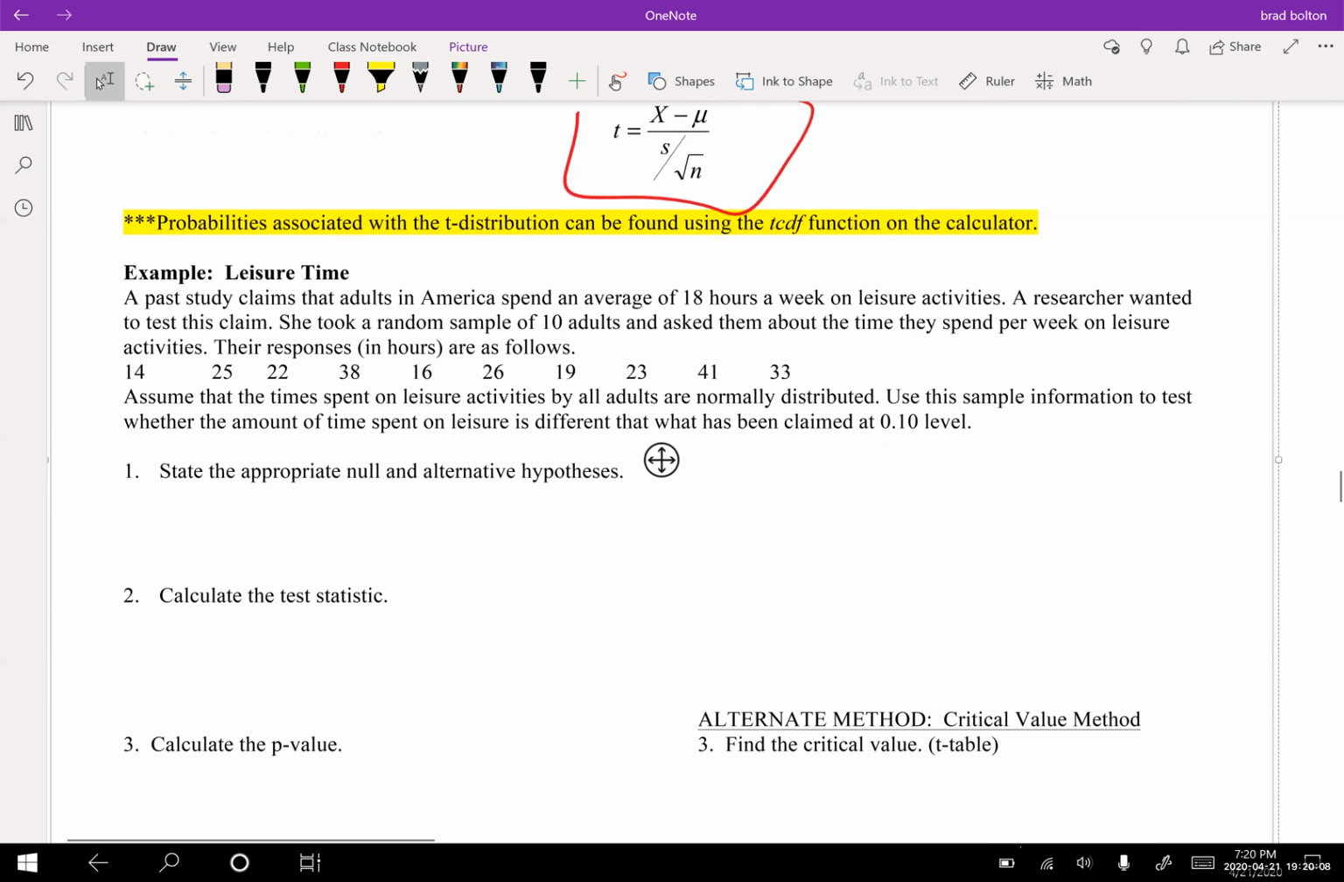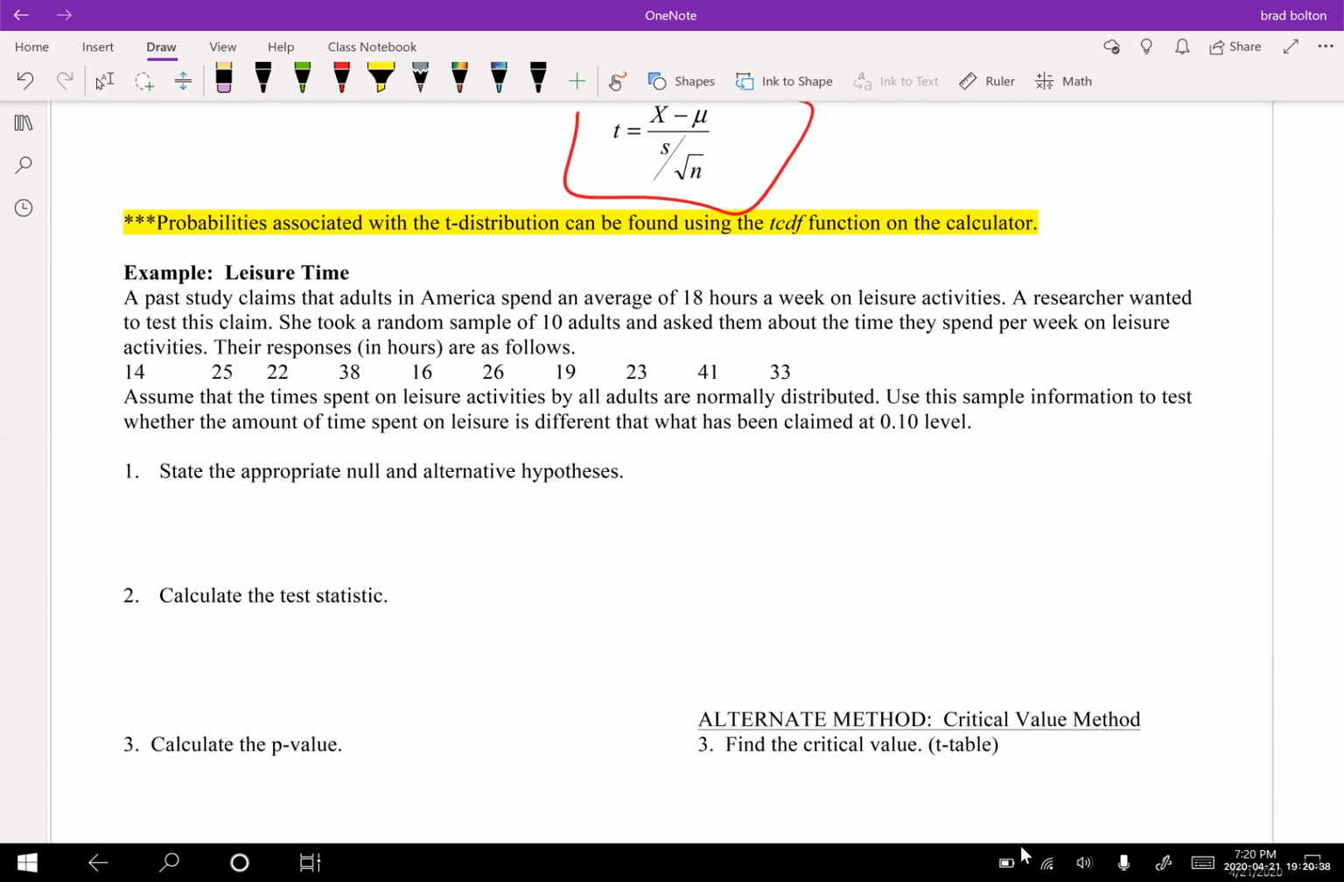So it says a past study claims that adults in America spend an average of 18 hours a week on leisure activities. A researcher wanted to test this claim. She took a random sample of 10 adults and asked them about the time they spend per week on leisure activities. Their response in hours are as follows, and then you guys can read that. So it says, assume that the time spent on leisure activities by all students are normally distributed. So bingo, we got our requirement.